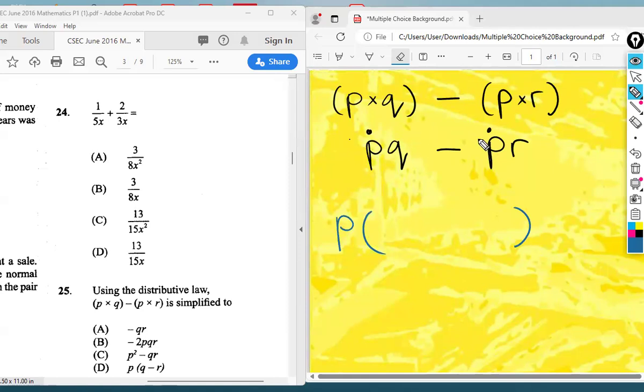When you're pulling out a letter, that means you're visiting everybody and secretly dividing them by that letter. So we decided to pull out P. We go by everyone and divide them by P. P and the P cancel out, P and the P. That's Q minus R. I don't know why this question is so easy, but let's not complain, right?